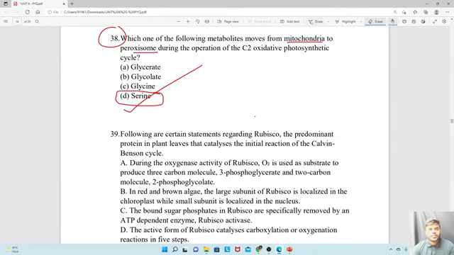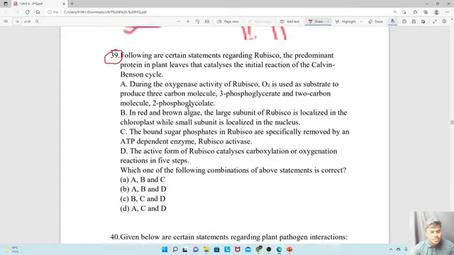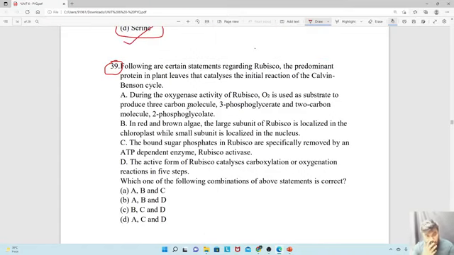Okay, sorry. Question number 39. Think and answer. It's a big question. Slowly think and answer.